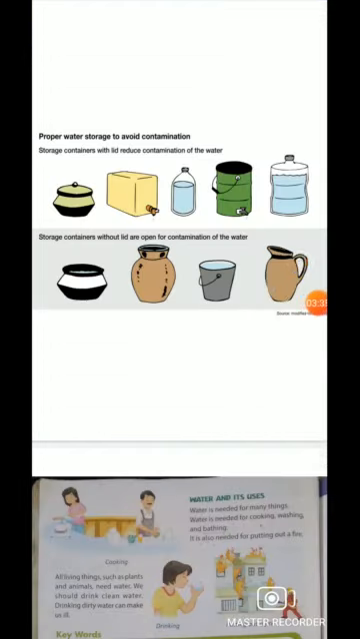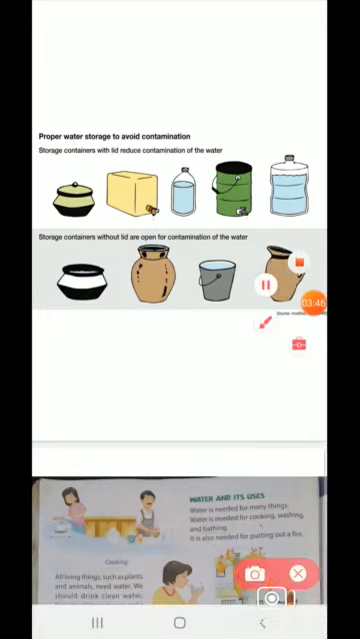In this picture you can see where we store the water, like this pot, tap, bottle, tank and can. You can see that these are covered. We should not fill the water in open containers like this pot. All these containers are open and they have no lid, so we should not store the water in these containers.